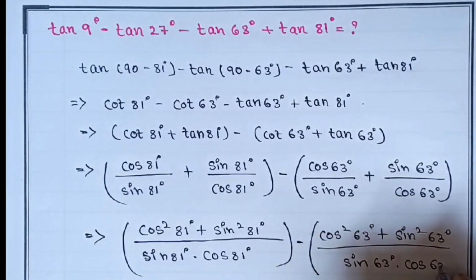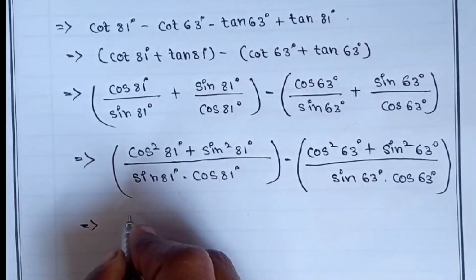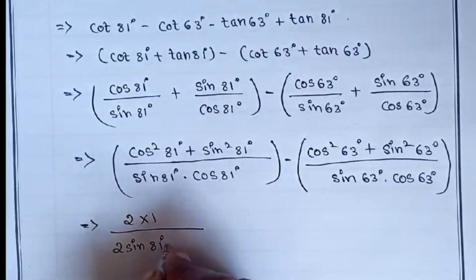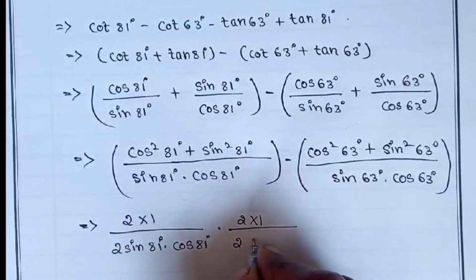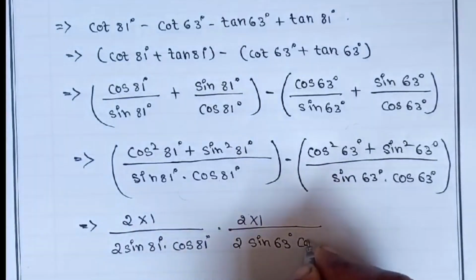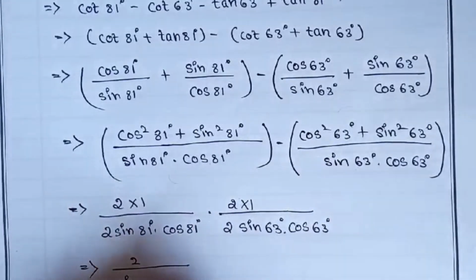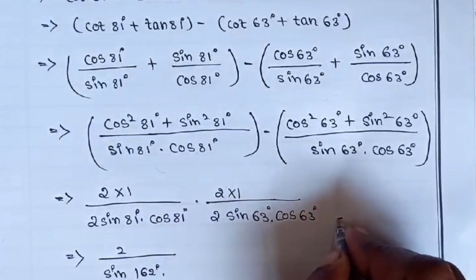We have specific values for specific things. After this, in the numerator we can directly write 1, since cos square theta plus sin square theta is equal to 1, right? After that, I multiply both numerator and denominator by 2. Then I directly write the values for the specific terms.